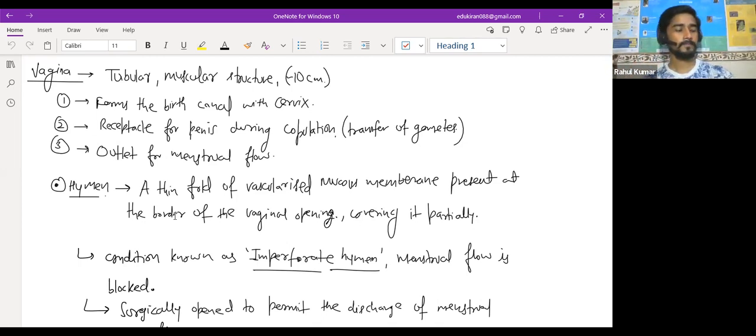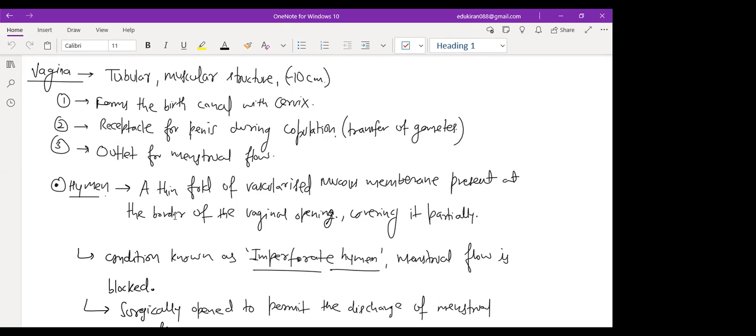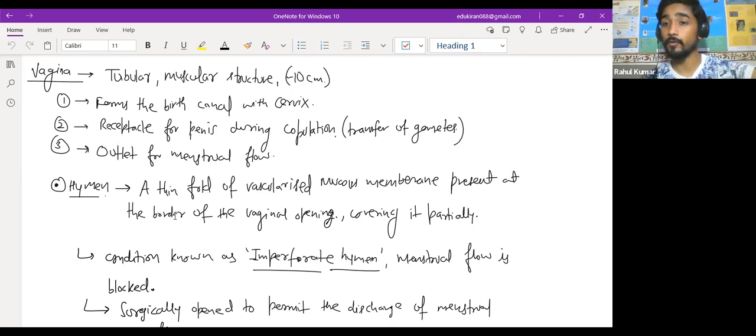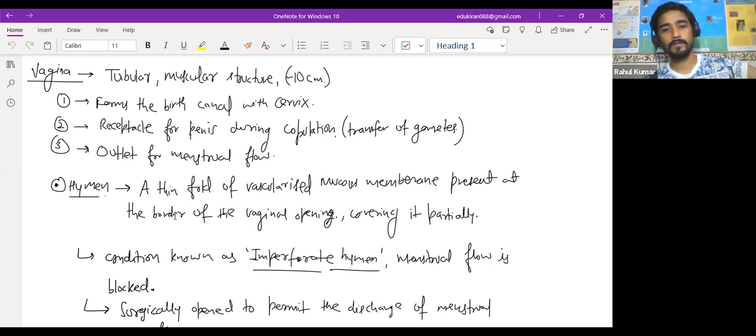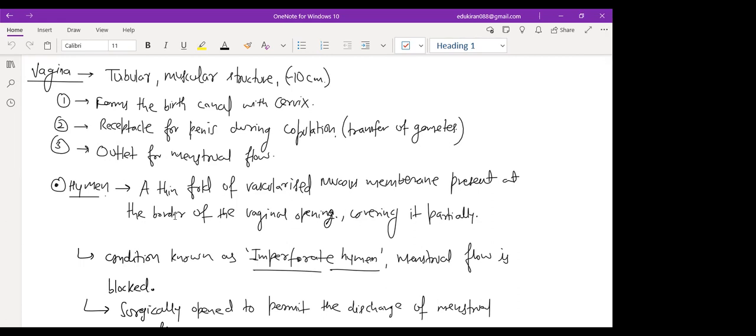Sometimes the hymen covers the vaginal opening completely, and this condition is called imperforate hymen. See, perforations means holes or spaces between, right? For example, a sponge has lots of perforations in it. Do you understand? Imperforate means no opening. It blocks the menstrual flow, and it can be surgically opened.